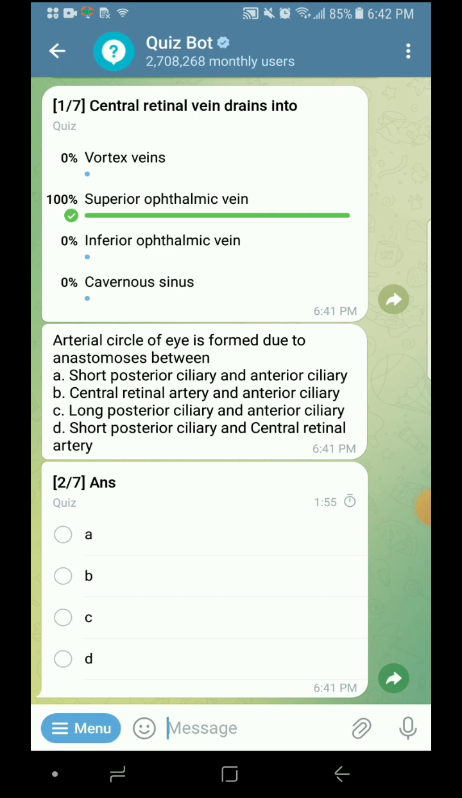The arterial circle is formed by anastomosis of the 2 long posterior ciliary arteries. They are long, they come from posterior to anterior, and anastomose with the anterior ciliary arteries to form the major and minor arterial circle. So the answer is C. The major is around the periphery of the iris and ciliary body, and the minor is around the pupil margins.